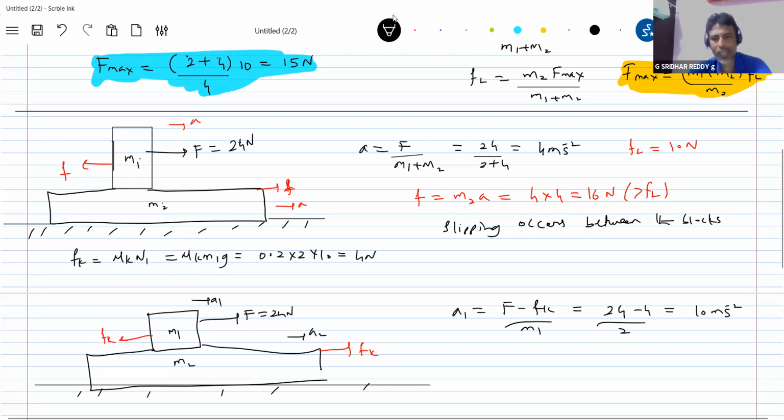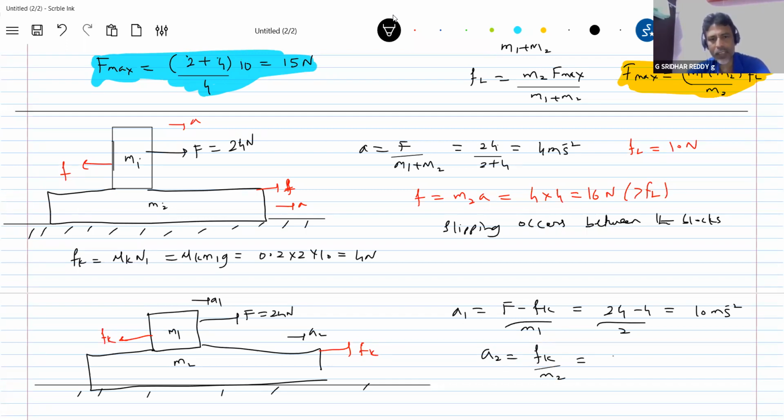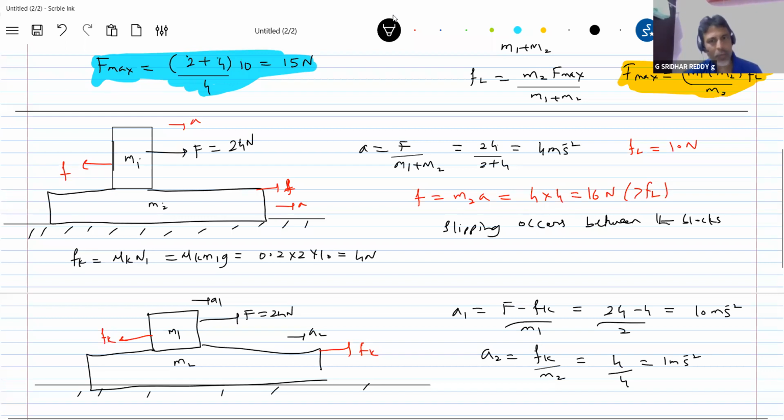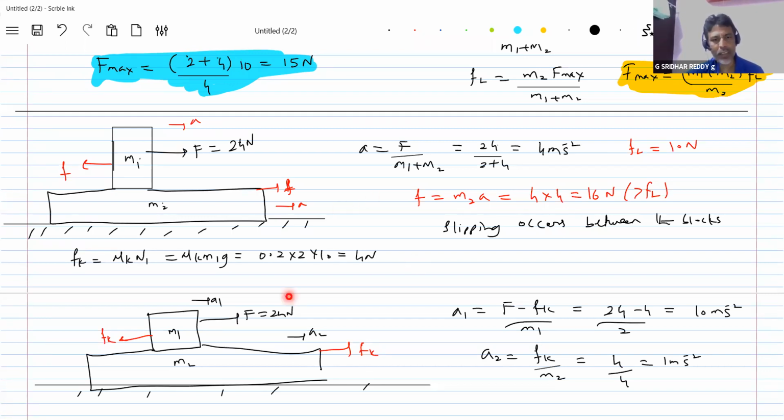Look at this acceleration. Similarly, what is the acceleration of the lower block? It should be Fk by M2. Fk is how much? 4 by 4, 1 meter per second square. You see that when there's slipping, the relative acceleration will be non-zero and the friction acting will be kinetic. So this will be the approach for the numericals. When you're doing numericals, you're going to develop this approach.